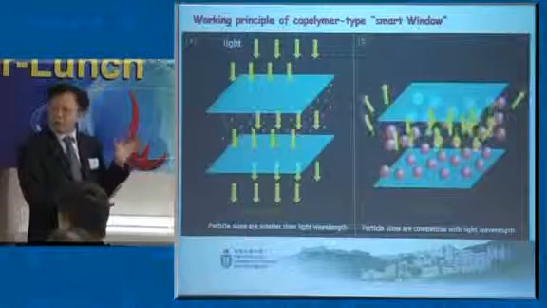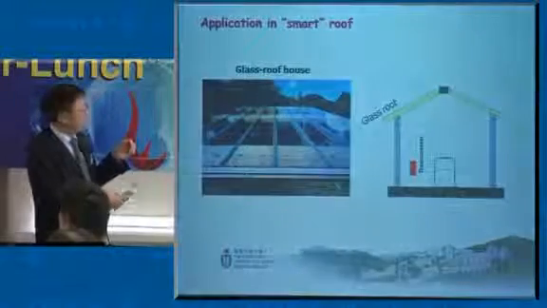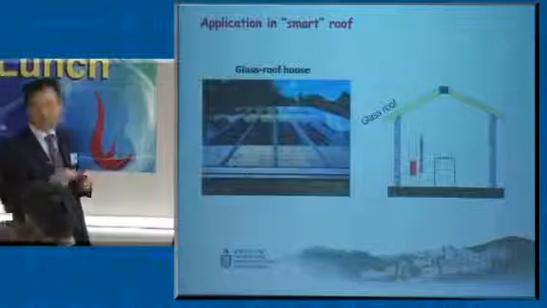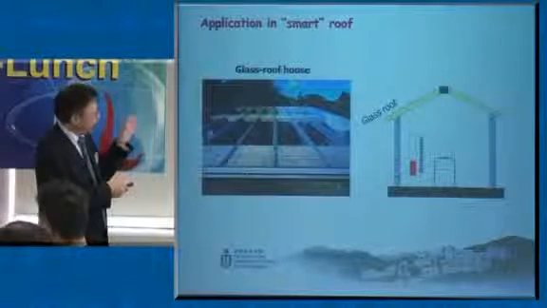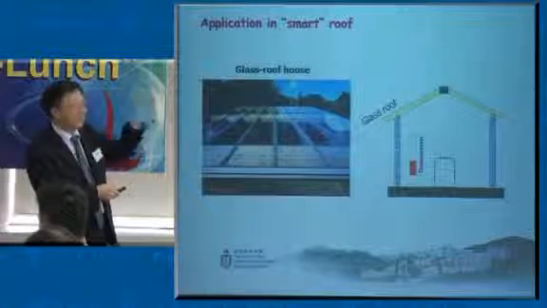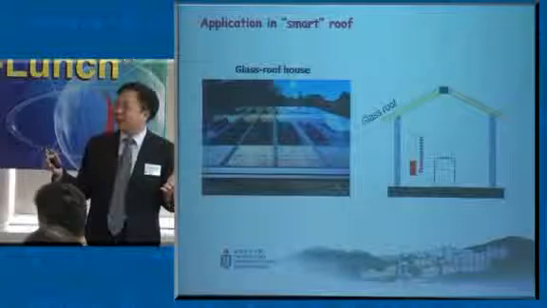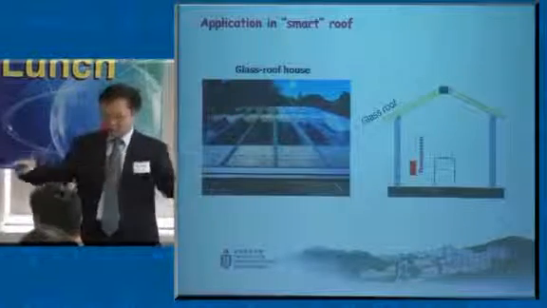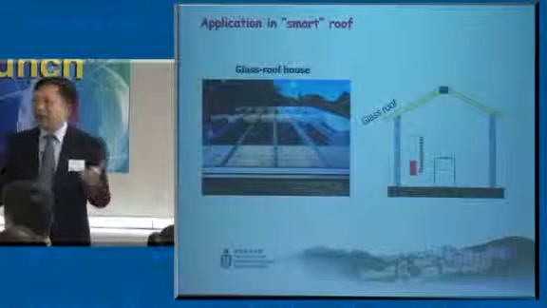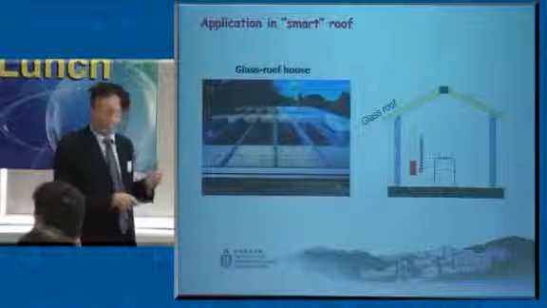So how do we use these materials? It's very simple. Suppose you know the greenhouse, some greenhouses use a glass roof. But in summer there's a problem. It's hot, the temperature inside rises a lot, and that's not useful for the plants. In winter it's fine, but in summer it's terrible.